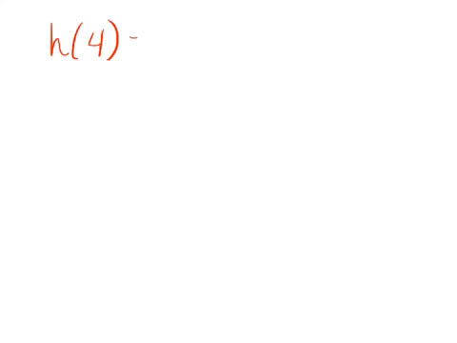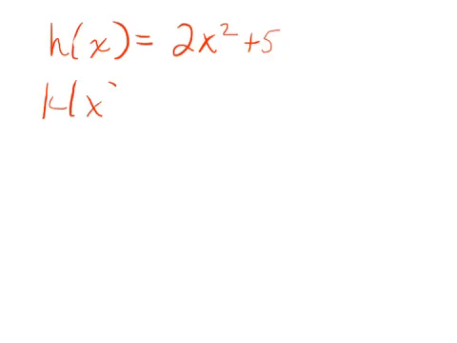Let's say h of x equals 2x squared plus 5. And k of x equals 3x minus 1. Okay, so we have h of x and k of x. I should probably not use those variables, right? Let's try g of x so it's obvious that they're different. Now, it's okay.